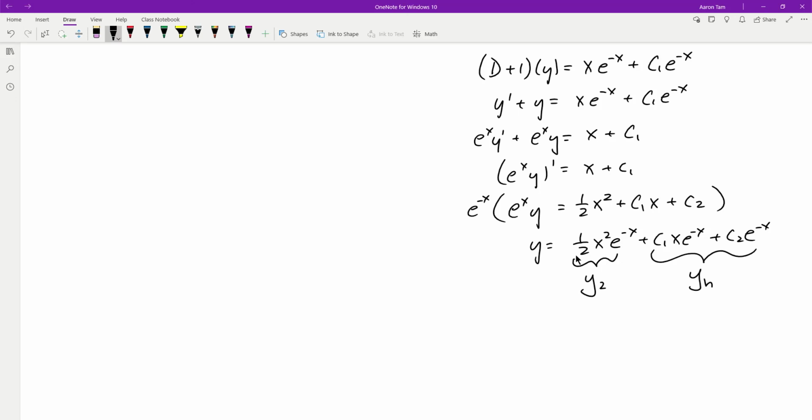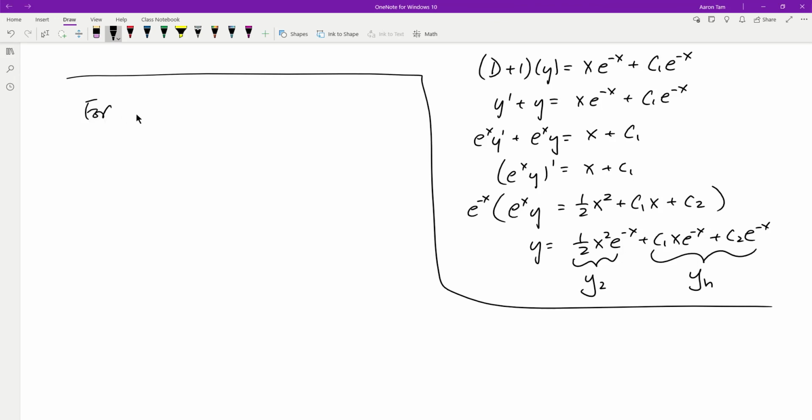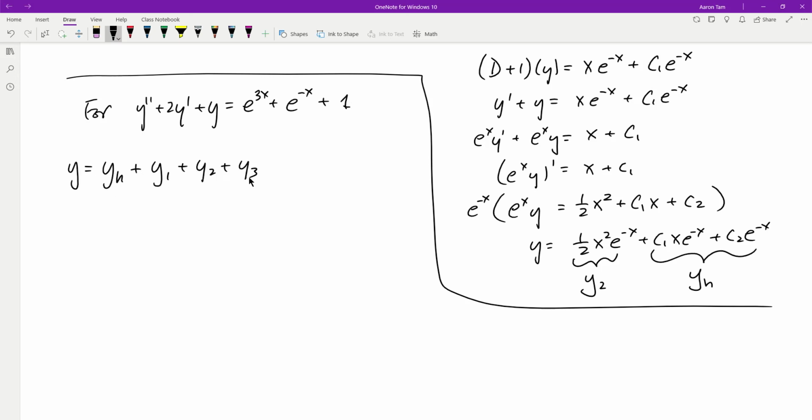So now I think I'm ready to form my solution. Now I know that our solution y for the equation, so maybe I should write this. For the equation y double prime plus 2y prime plus y equal to e to the 3x plus e to the negative x plus 1, we know that y would equal y sub h plus y sub 1, y sub 2, y sub 3, where y sub 1 goes with e to the 3x, y sub 2 goes with e to the negative x, and y sub 3 goes with 1.